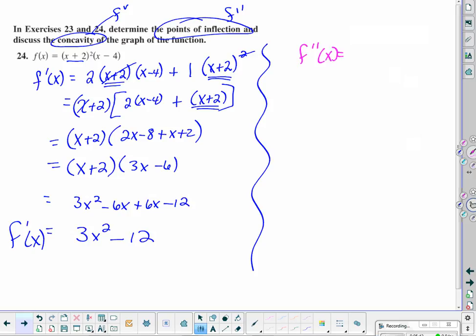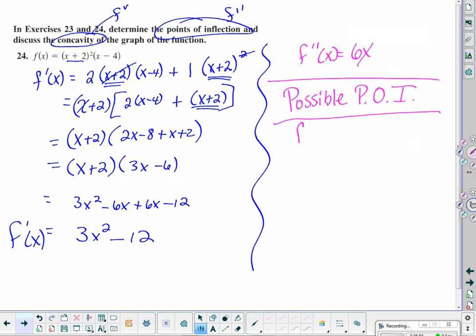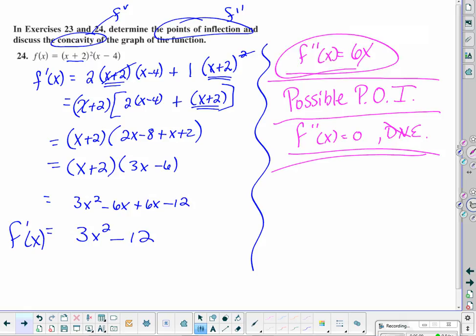So f double prime will be a little easier. It looks like it's just simply 6x. Sweet. To find possible points of inflection, we take our second derivative, set it equal to 0, or else look where it might be undefined. But in this case, our second derivative is a nice polynomial, so I don't think we're going to have to worry about undefined points on this. So 6x equal to 0 means that x is 0. I have a possible point of inflection at 0.